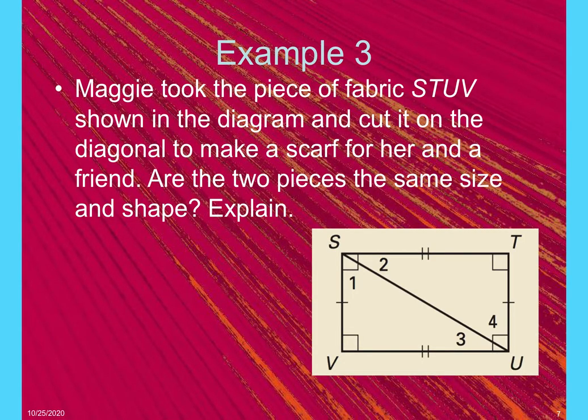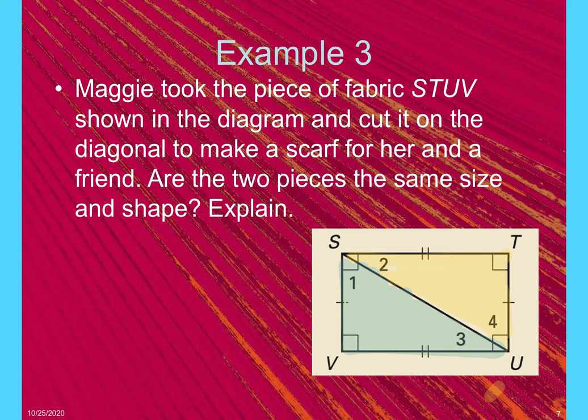Example 3 says Maggie took a piece of fabric, STUV, shown in the diagram, and cut it on a diagonal to make a scarf for her and her friend. Are the two pieces the same size and shape? Explain. So the question is, are these two triangles congruent? In order for them to be congruent, all three sides would have to match the other three sides, and all three angles would have to match the other three angles.